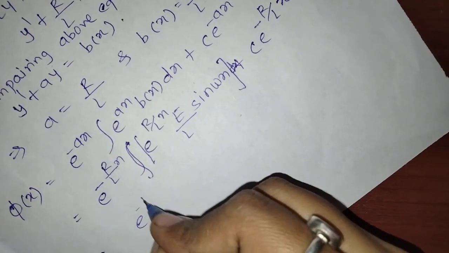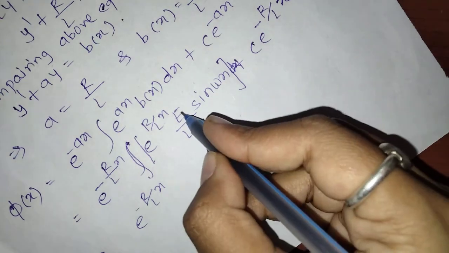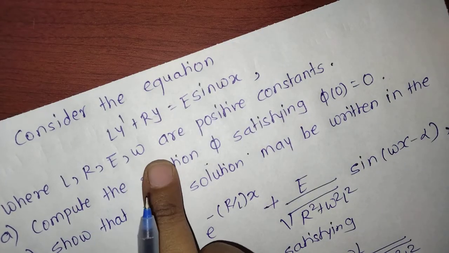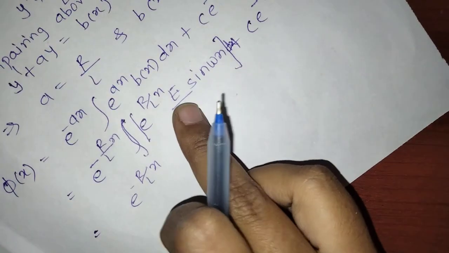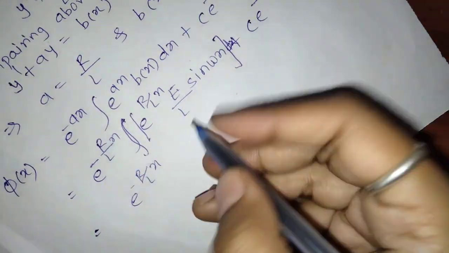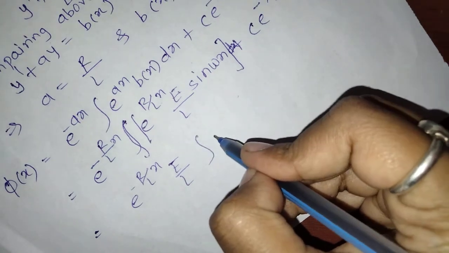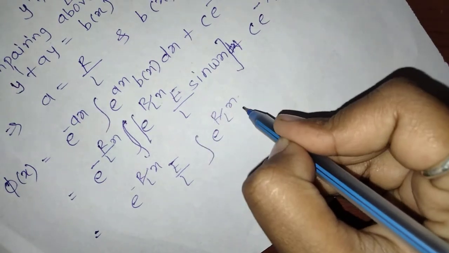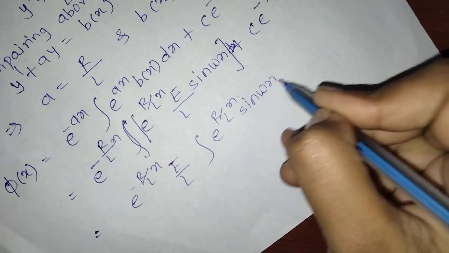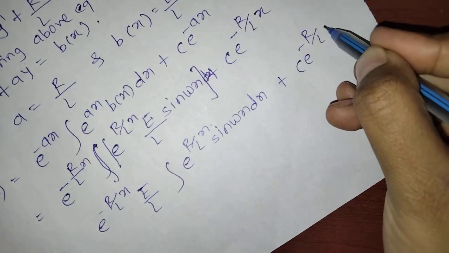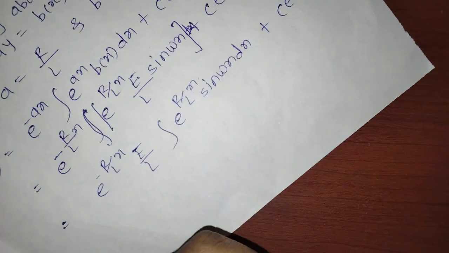Take e raised to minus R upon L x. E upon L, R, L, E, W are constants. So E upon L is constant. So take outside E upon L into integration e raised to R upon L x sin Wx dx, plus c into e raised to minus R upon L x.